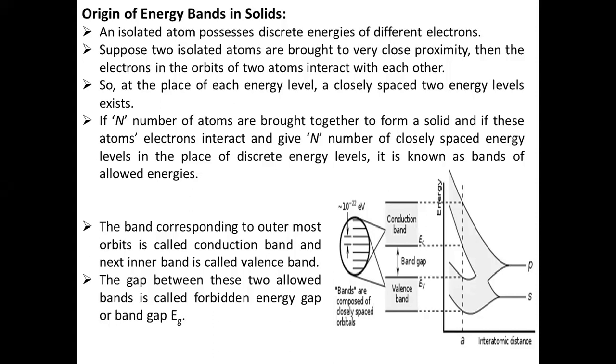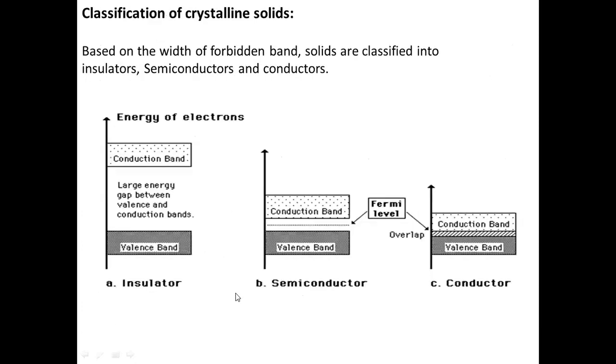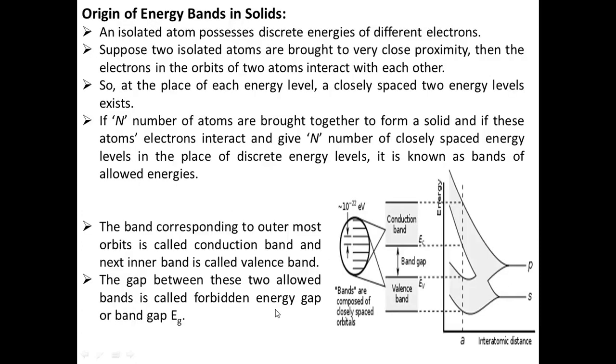If three atoms come together, one energy level gets split into three. If n number of atoms are brought together, then you see n closely spaced energy levels in place of discrete energy levels. These are known as bands of allowed energies. The band corresponding to the outermost orbit is called the conduction band, and the next inner band is called the valence band. The gap between these two is called the forbidden energy gap, that is Eg.